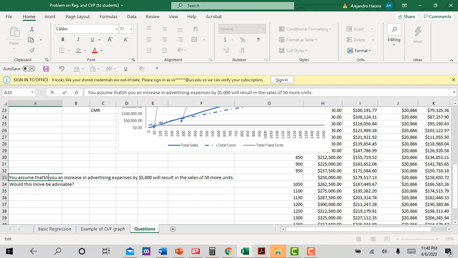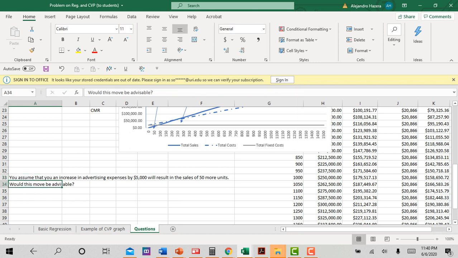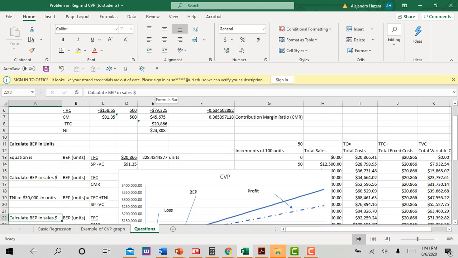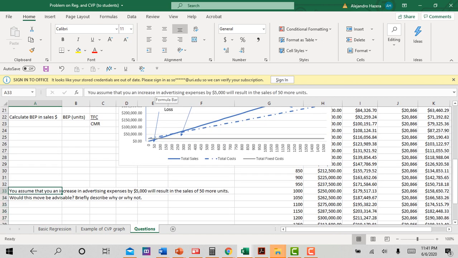And I'm going to say show data. You can use this as a template. Briefly describe why or why not. I won't tell you what to do, but obviously advertising expense is a fixed cost. And so you probably just have to play some basic what-if analysis here with this right here.